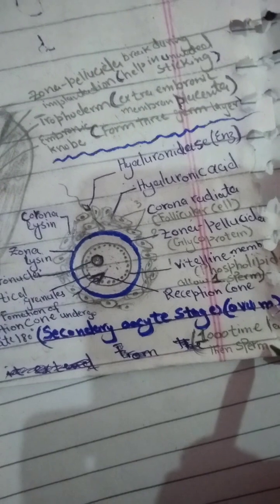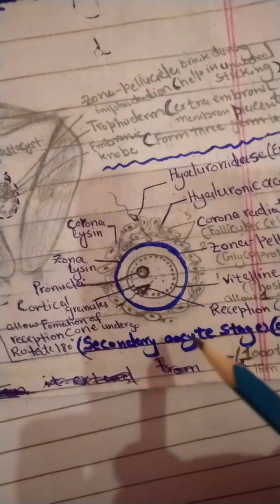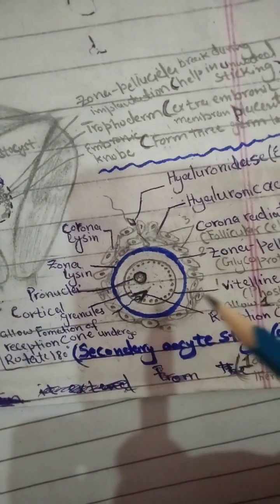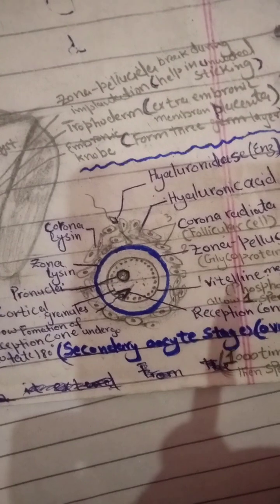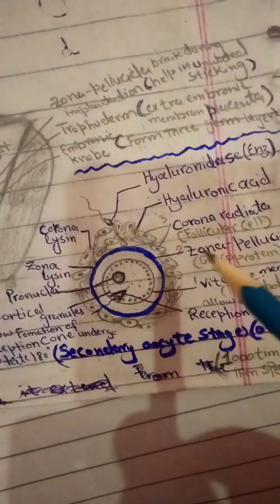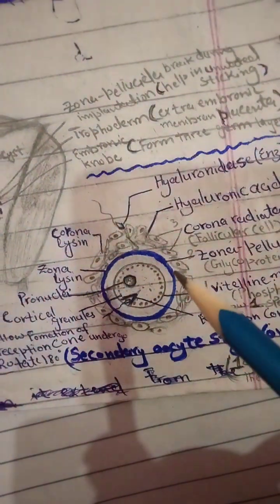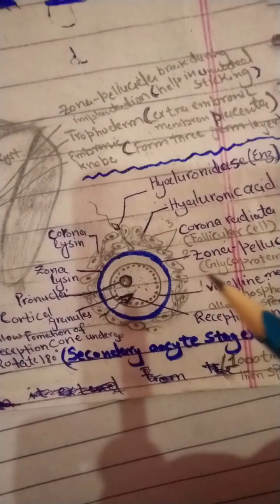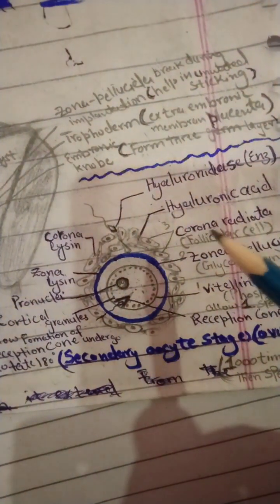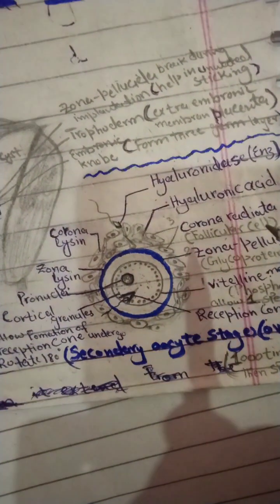The ovum is 1000 times larger than the sperm, and this stage of the ovum is the oocyte stage. The ovum consists of three most important membranes. The innermost membrane is the vitelline membrane, which consists of phospholipid. The second membrane is the zona pellucida, which is thick and most important, made up of glycoprotein. The corona radiata is the third and outermost membrane, consisting of follicular cells.